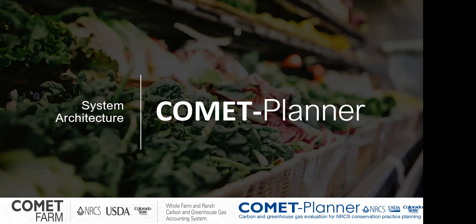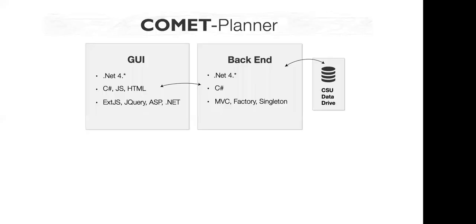All right, keep rolling. Comet Planner. Keith touched on this. I think he explained it in large. It's a single-page application that really does share the same core technologies as Comet Farm. So .NET 4, C#, JavaScript, HTML, even down to the JavaScript libraries. EXTJS is still being used. jQuery, ASP.NET pages, with the backend being pretty much the same. Model view controller design pattern.